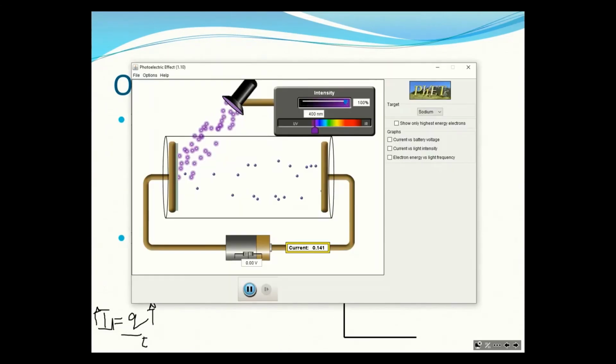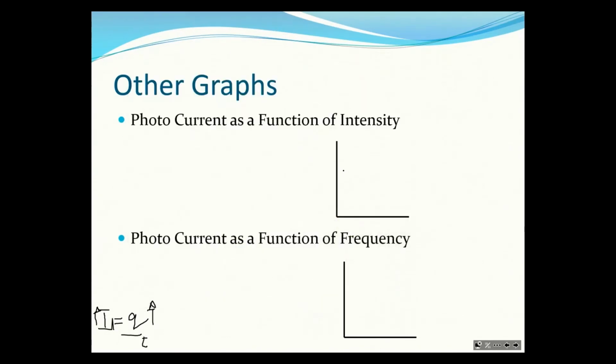And that's exactly what intensity does, right? When I lower the intensity, I lower the number of photons hitting the plate. And if fewer photons hit the plate, fewer electrons are released. So you can see that we have a lower current. If I increase my intensity, more photons release more electrons, which means more current passes this point every second. So we get a direct relationship when we do current versus intensity. Let's call that current, because I and I are confusing. So our current increases when our intensity increases.